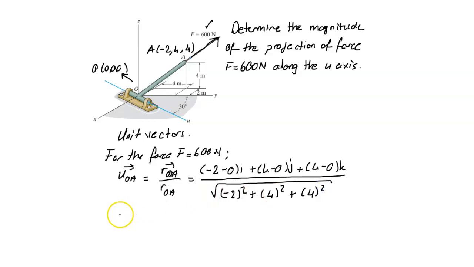So we end up with unit vector OA as -1/3 I plus 2/3 J plus 2/3 K. So this expression is 3. Okay.